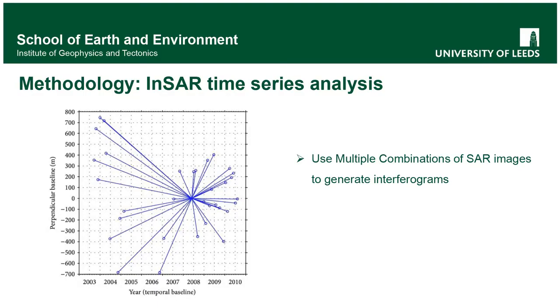So my methodology is going to use InSAR time series analysis. First, I have shown the single interferogram, and since any two SAR images can form an interferogram, we are going to use multiple combinations of SAR images to generate interferograms. You can see in this figure, each blue dot means one image, and the line between them means an interferogram is generated. So when we use multiple SAR images, we generate multiple interferograms. We can then get a time series analysis of it.